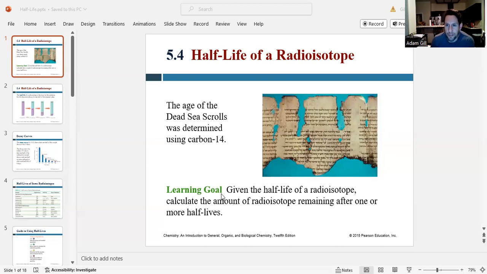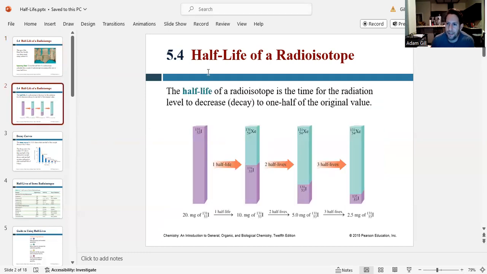The learning goal for this lecture is if we're given the half-life of a radioisotope, can we calculate the amount of that radioisotope remaining after one or more half-lives? Let's take a closer look at half-lives.